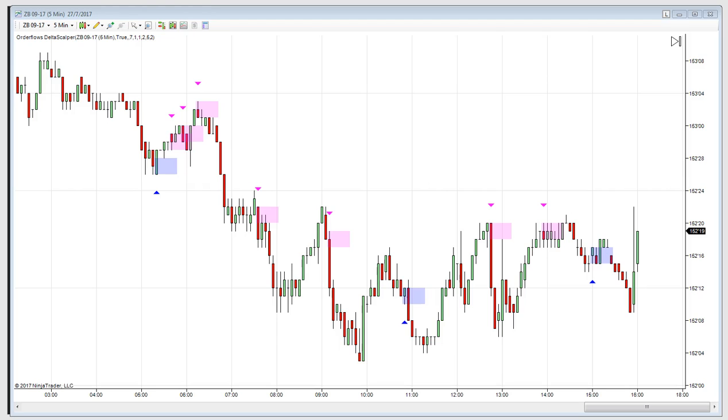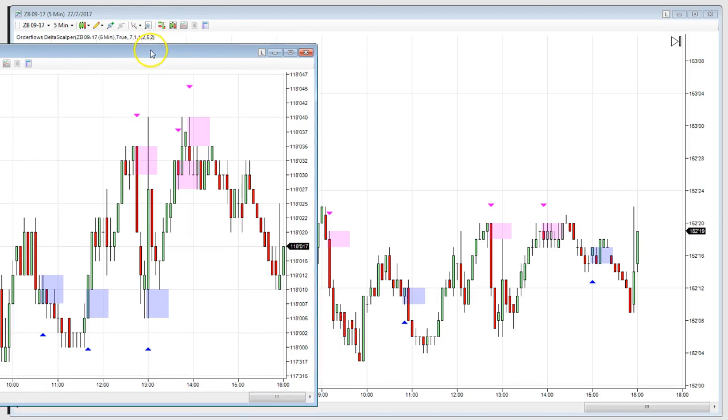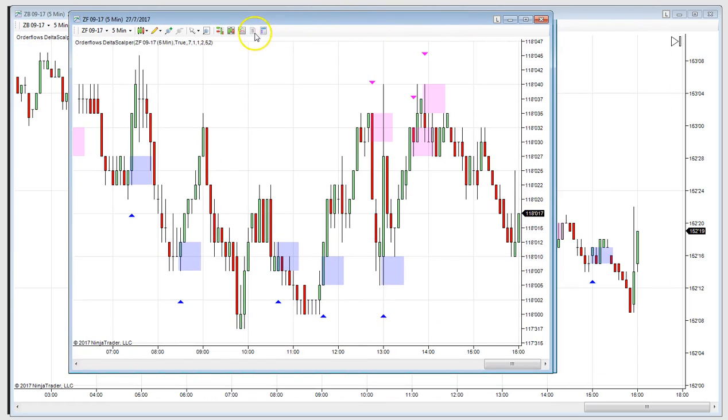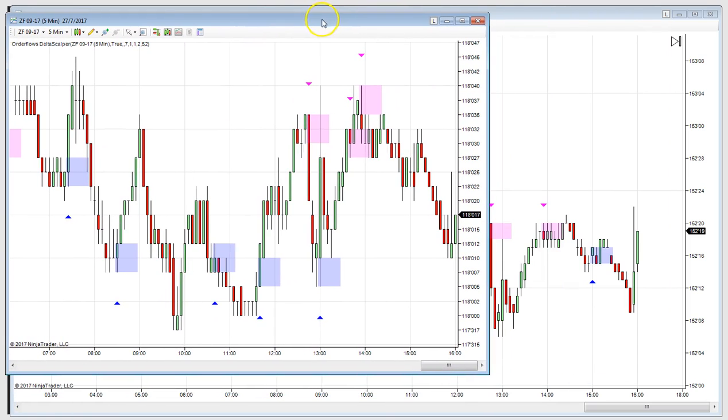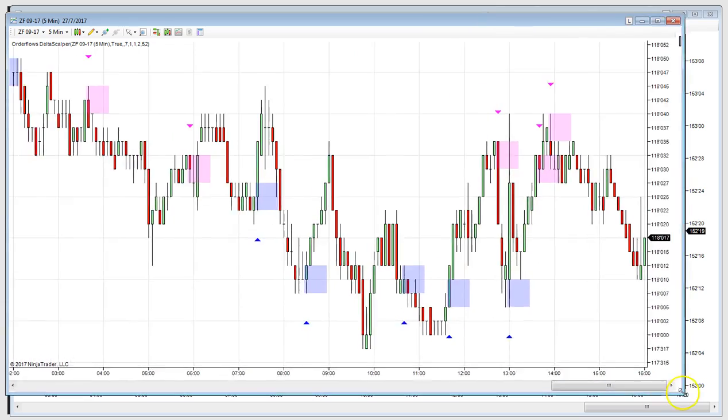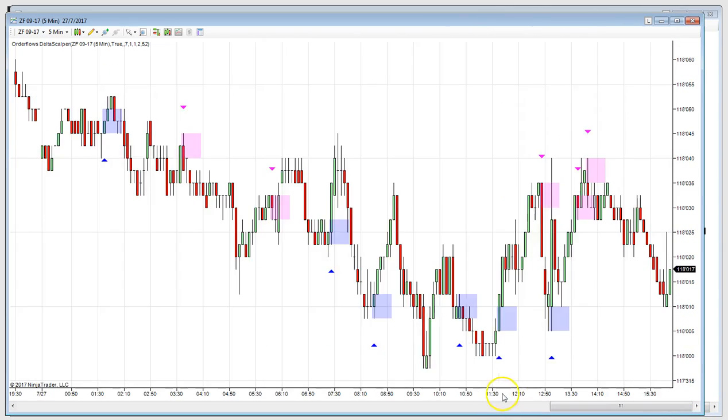The bond chart, that was 5-year, or sorry, no, that was the bonds. Where's my 5-year chart? Here's the 5-minute 5-year chart. Very similar, but in this case, you got a little bit more buys than the sells that you had in the bonds. And a nice sell here.